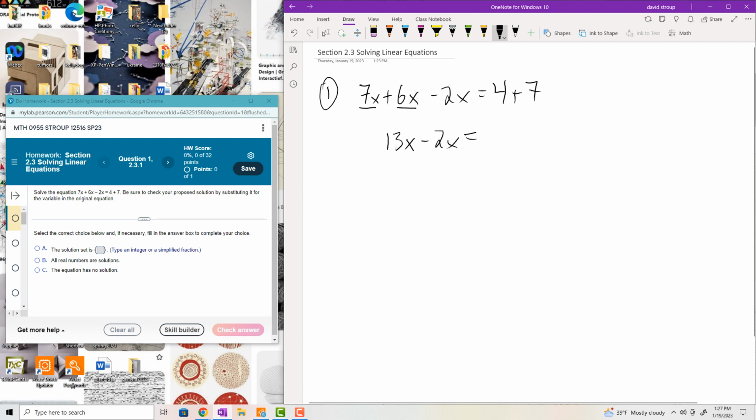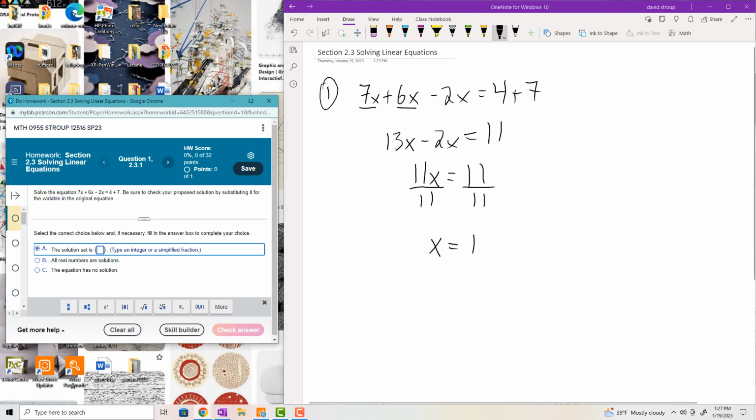I'm just going to do two at a time. 4 plus 7 is 11. 13x minus 2x will give you 11x. The other side I've got 11. And now I'm going to use the multiplication property. In this case, division is required. You just divide by whatever's in front of the variable. 11 divided by 11 is 1 over 1, so that will be 1x, or just x. And then 11 divided by 11 on the other side, that's just 1.